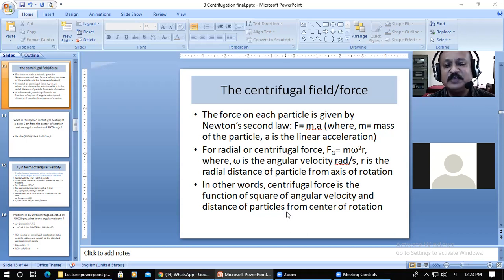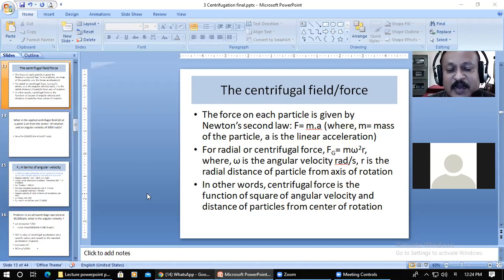So in other words, the centrifugal force is dependent upon the angular velocity. The more the velocity, the more the centrifugal force. But the relationship is like this: the centrifugal force is dependent upon the square of the angular velocity. So when the square of the angular velocity increases, there will be a corresponding increase in the centrifugal force. And this force is also dependent upon the distance of the particles from the center of rotation. So the more the radius, the more the centrifugal force acting on the particle.